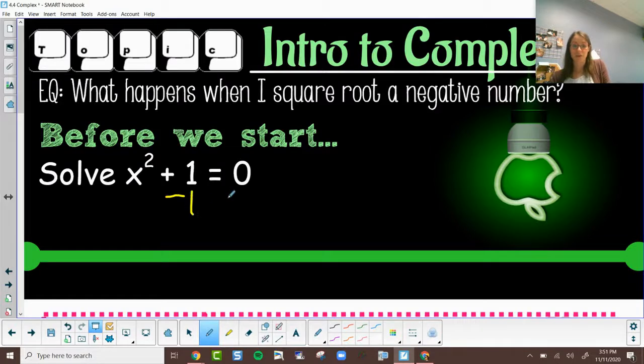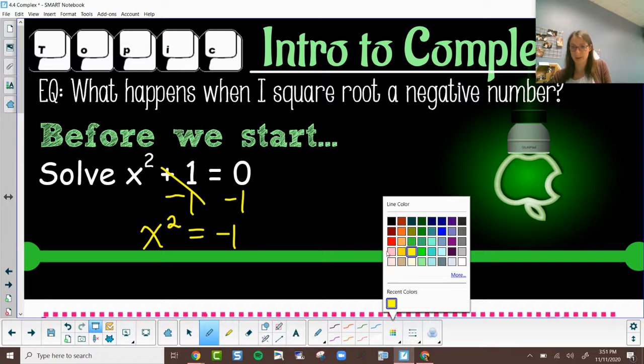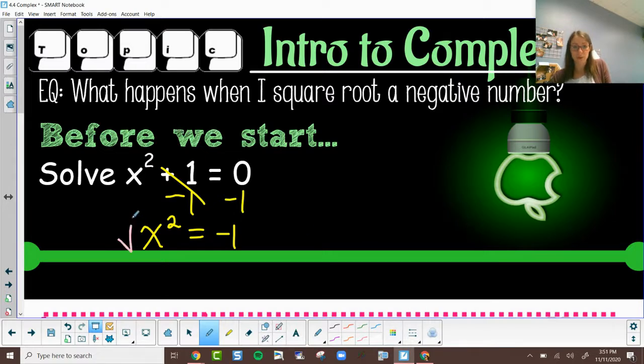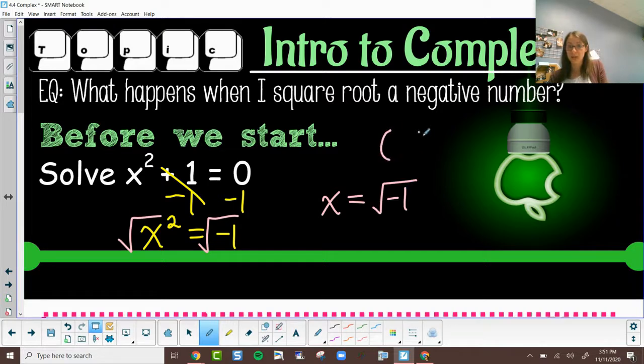If I tried to solve this one the way that I normally do, I obviously would subtract 1 from both sides, and I would get something that says x squared is equal to -1. Well, that's fine. And normally what we would do is try to take a square root on both sides, and we would get something that looks like this. And normally this was not possible. There was no way that I can multiply a number by itself and get a negative number.